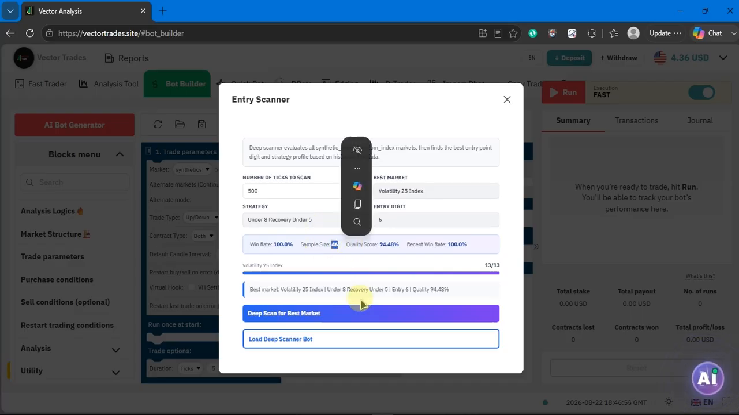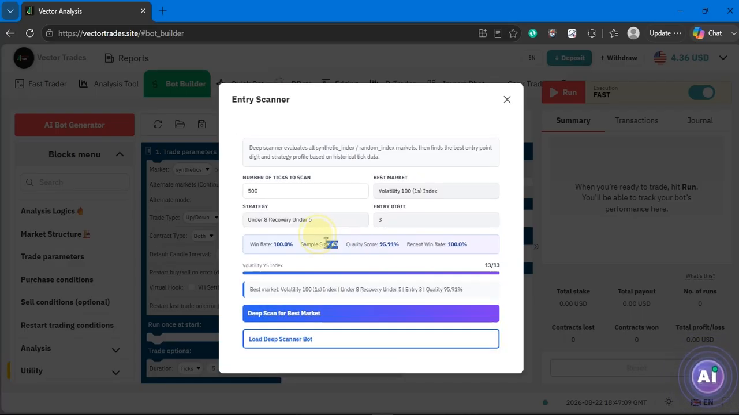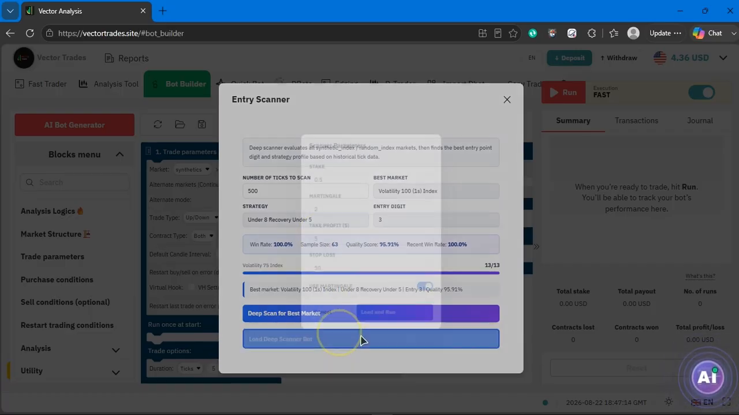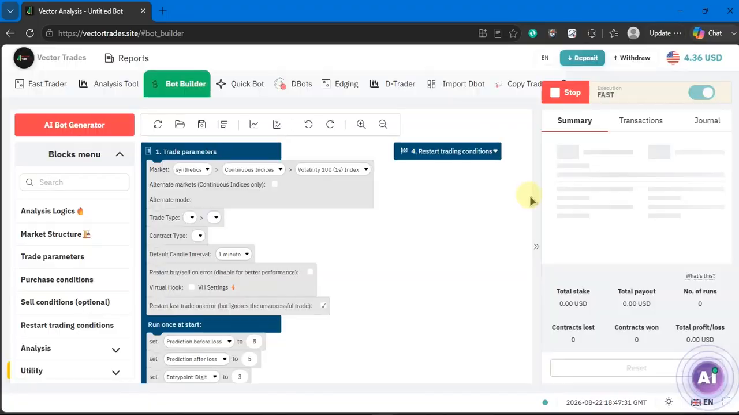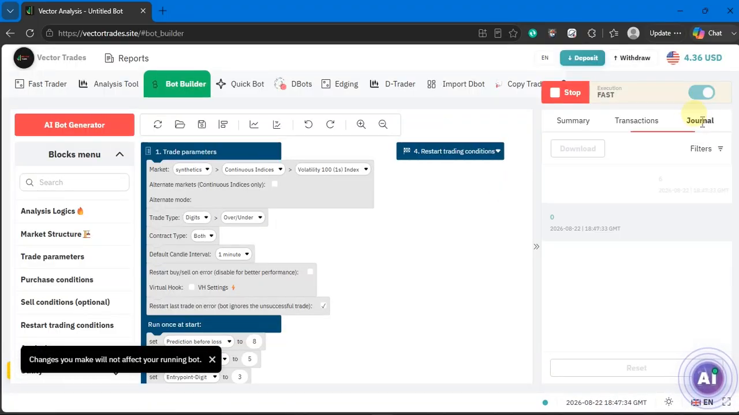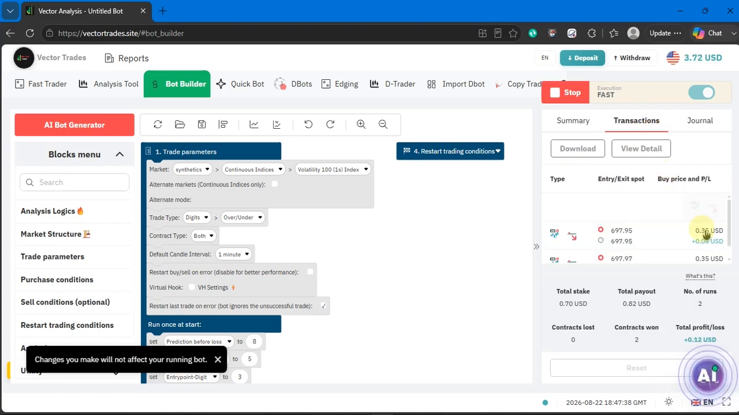So this is just bad. I just proceed to scan again. So as you can see, I got a sample rate of 63%. I just load this bot and here is the stake. I can just stick to that or reduce according to the balance. I can just set this to 0.35, a matching of 2, I take profit of 5, and then I load and run. So the bot will just enter right away, start to scan the market and buy the contract.